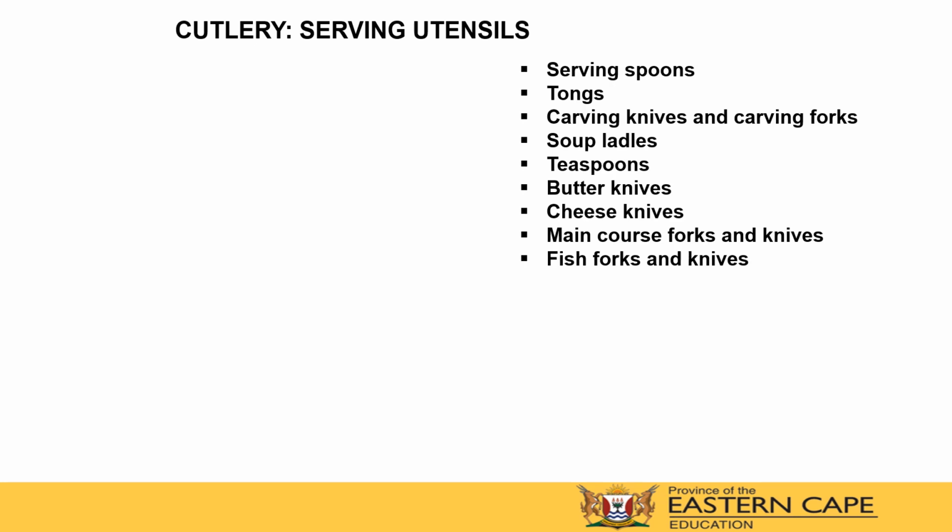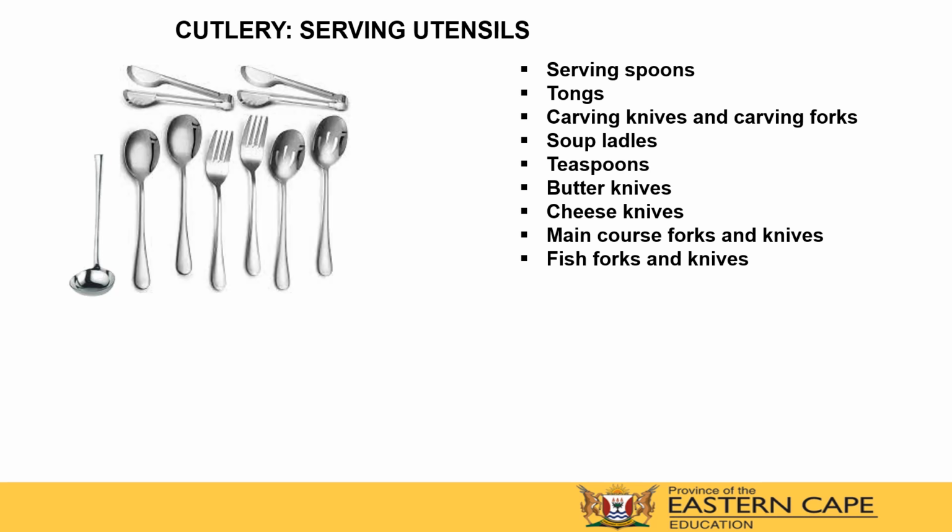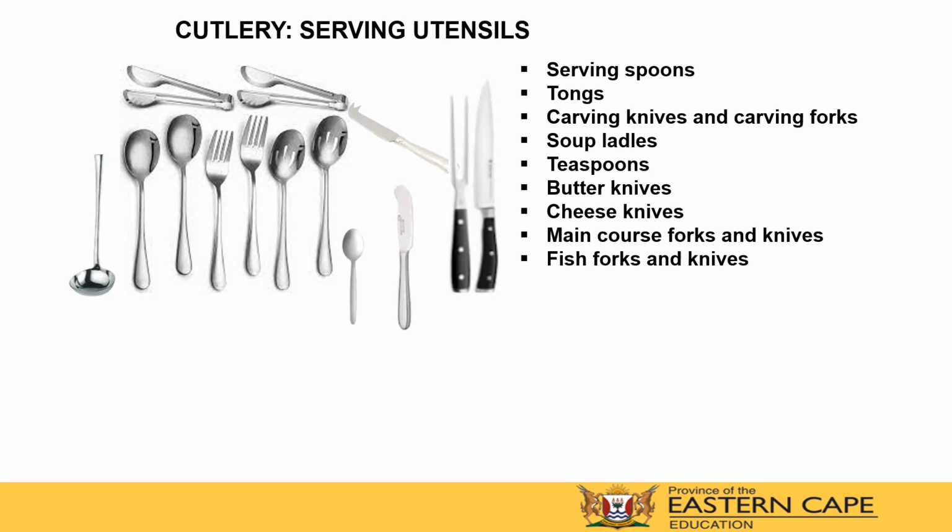In terms of your cutlery, which serve as your serving utensils, these include your serving spoons, your tongs, your carving knives and carving forks that you'd use in your carving unit, your soup ladles to go with your serving equipment that I just spoke about, your teaspoons for your tea and coffee, your butter knives, cheese knives, main course forks and knives, fish forks and knives. They would have to also be well and ready as your opening mise-en-place. I have just got some few pictures here for you of the different cutlery that you would use.